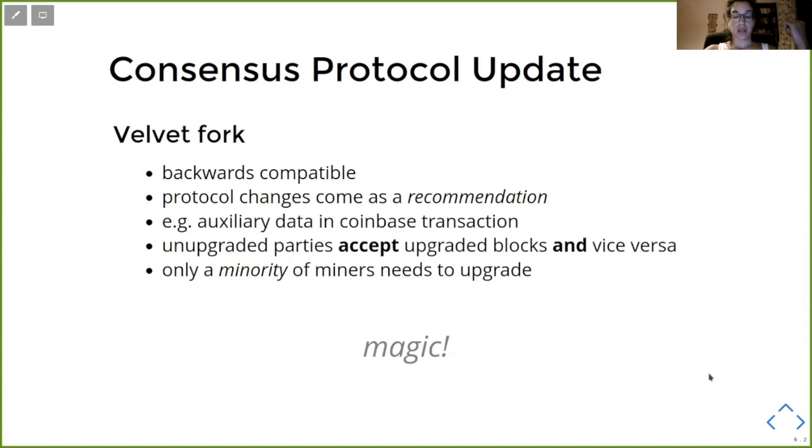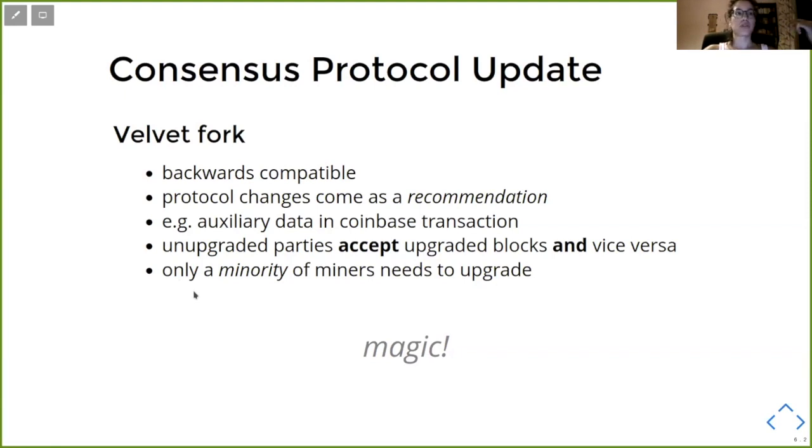And the most important thing here is that not only do they have to accept unupgraded blocks, but they also have to accept blocks that contain any kind of auxiliary information, even if it is seemingly truthful information, but invalid information. And this is a really important point because this is what the attacker will try to exploit in this Velvet fork condition.